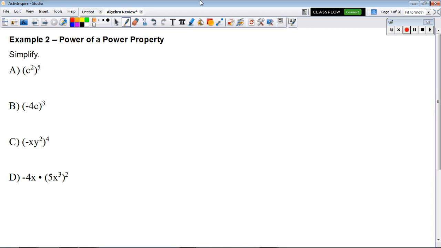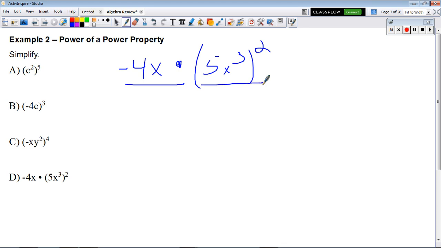Part D combines what we did from example 1 with some of the concepts we just talked about in this second example. I have negative 4x times 5x cubed, and the whole thing here squared. This part is what we did from example 1, and this part is what we were just talking about in the second example. As far as order of operations, remember you always want to do parentheses and exponents before you do anything with multiplication. So I actually want to get an answer to this before I do anything with this piece here.